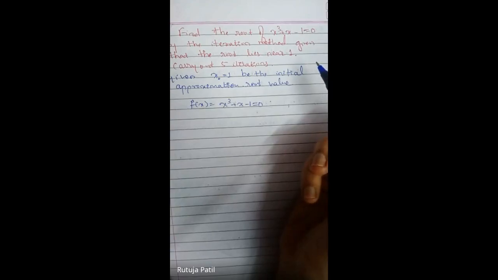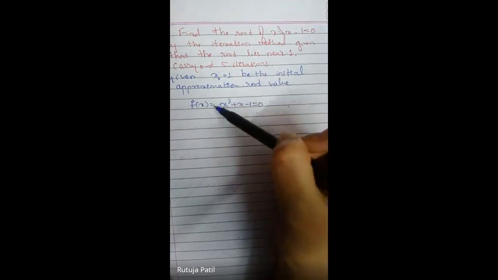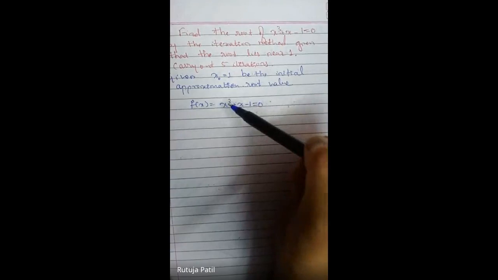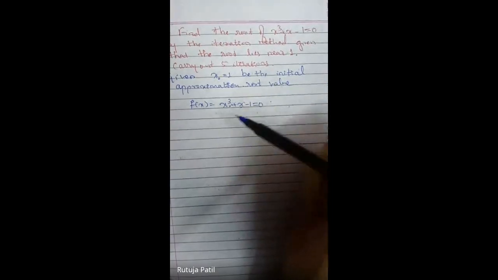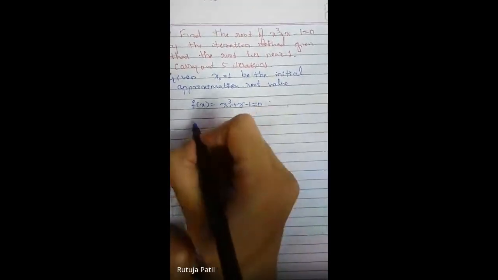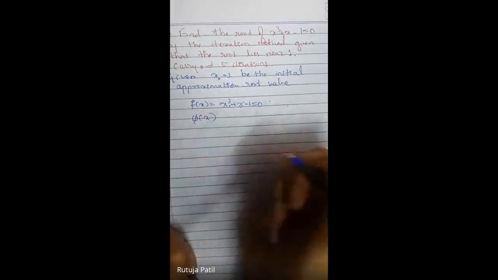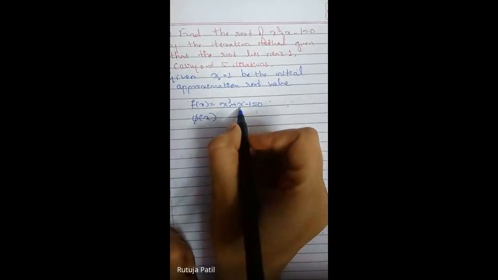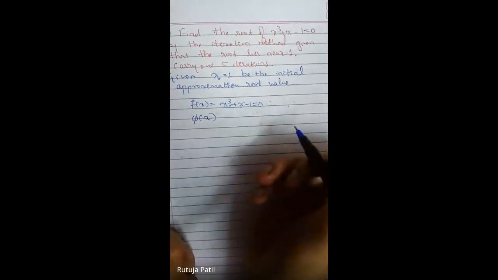Now the next thing is what? Whatever the equation is, the first thing is that we have to convert this equation into the x equals format. That is what we need to find now: psi of x. So how do we find this? We have to convert this equation into x equals psi of x.